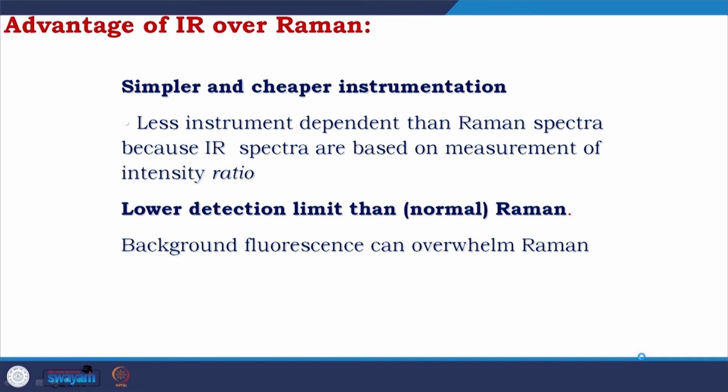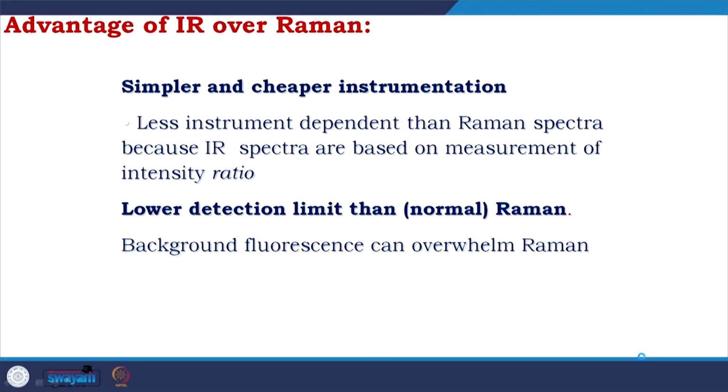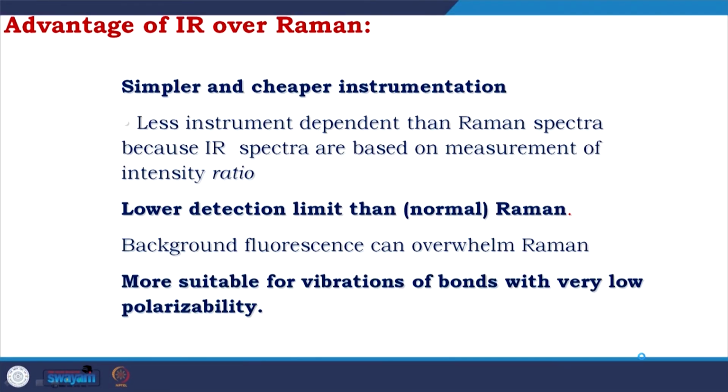Now, the advantage of IR over Raman: simpler and cheaper instrumentation, and less instrument dependence than Raman spectra, because IR spectra are based on the measurement of an intensity ratio. It has a lower detection limit than normal Raman. We are not talking about resonance Raman, that is coming; we are talking about normal Raman. The background fluorescence can overwhelm normal Raman due to its weak signal. IR is more suitable for vibrations of bonds with very low polarizability, because with low polarizability you cannot measure them by Raman.